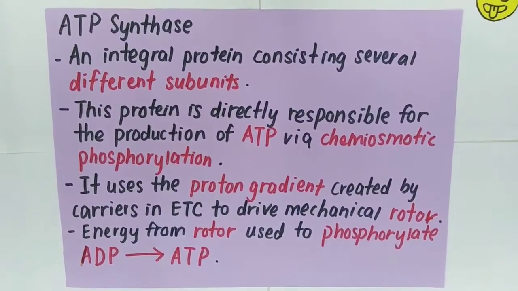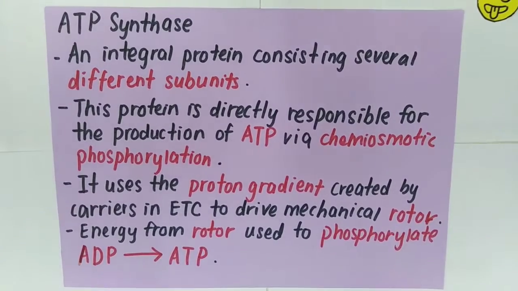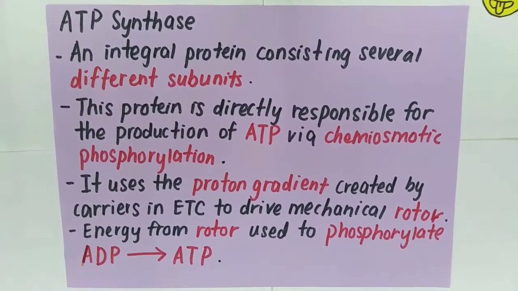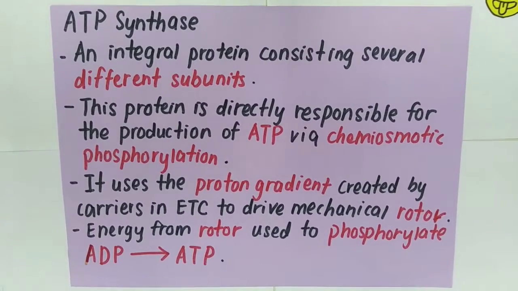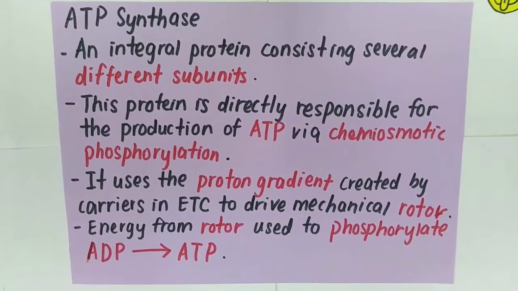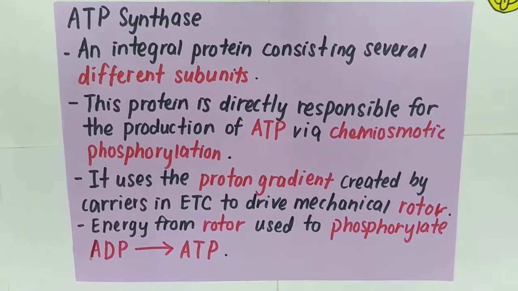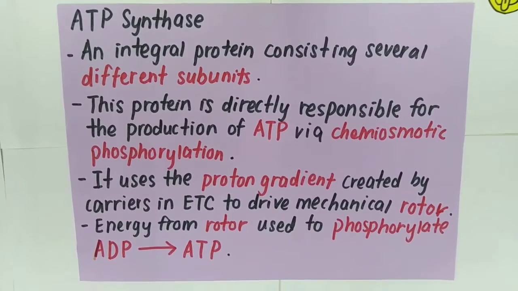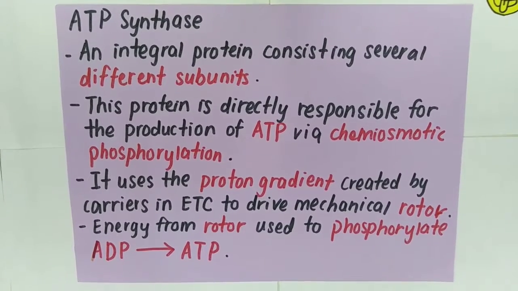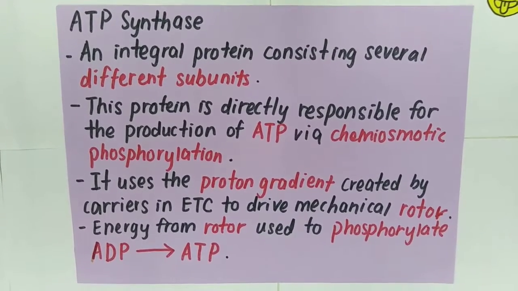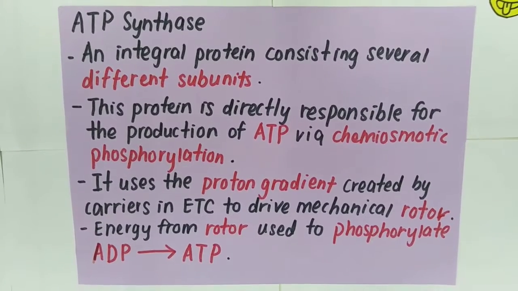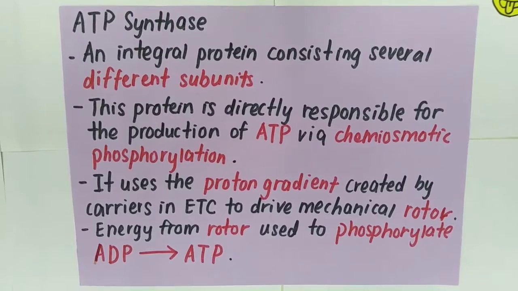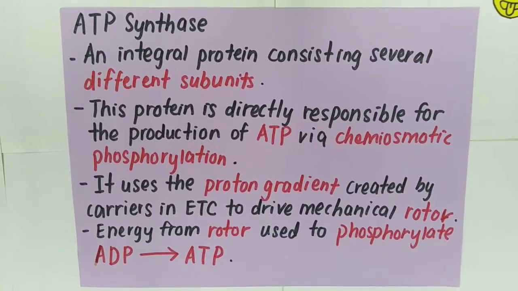ATP synthase, an integral protein consisting of several different subunits. This protein is directly responsible for the production of ATP via chemiosmotic phosphorylation. It uses the proton gradient created by carriers in the ETC to drive a mechanical rotor. Energy from the rotor is used to phosphorylate ADP to ATP.